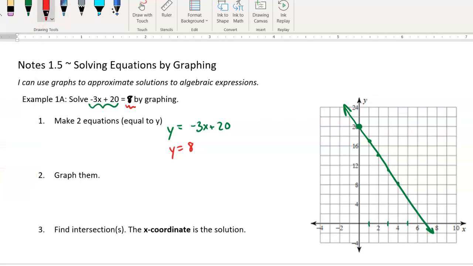And then y equals 8 would be our second line. Now that's just a horizontal line going through where y is 8. Remember, I changed that, so if you didn't make that change, make sure you change that in your notes. Just to make it easier.